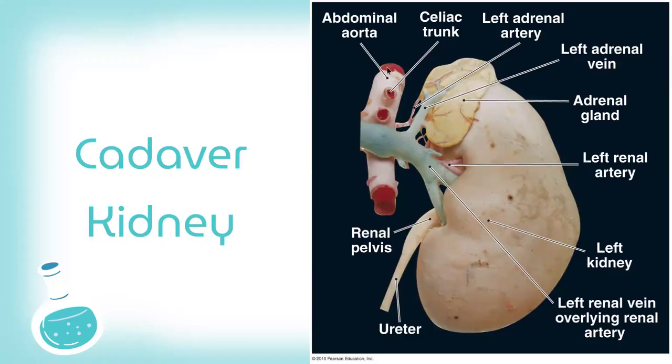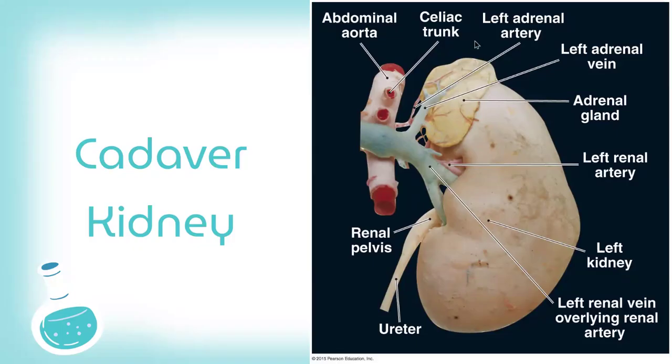And then you have your abdominal aorta over here in red. You have also your celiac trunk over here. You might have heard of people having a celiac condition where they cannot have any gluten or anything like that. You also have your renal pelvis. So the renal pelvis is going to be this thicker area over here that then branches off into the ureter. And this is where your urine comes from when you go to the restroom.